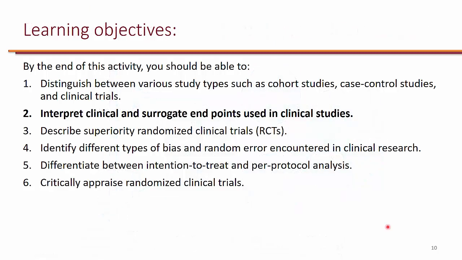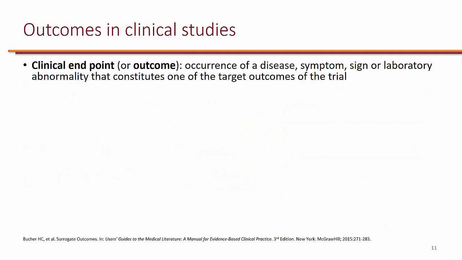The next learning objective is to interpret clinical and surrogate endpoints used in clinical studies. Now, clinical endpoints, sometimes referred to as clinical outcomes, are basically the occurrence of disease, symptom, sign, or laboratory abnormality that the investigator is actually investigating. So it depends on what the study is trying to find.